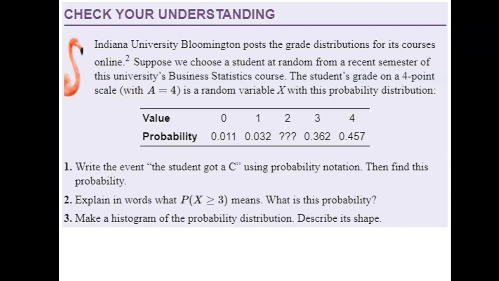So they want you to answer 3 questions. Write the event the student got a C using probability notation, and then find the answer to that. You'll notice they're missing here the probability of a C. And then they want you to explain in words what the probability of x greater than or equal to 3 means, and then what is that probability? And then they want you to make a histogram of the probability distribution. Oh, and describe its shape too. Pause the video and let's see what you can do.